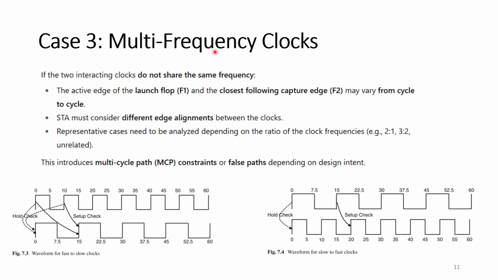Next, coming to multi-frequency. Multi-frequency is where C1 operates on one frequency and C2 operates on another frequency. That is, it can be slow to fast or fast to slow. You can see this example here. Suppose you take this as C1, it is the fast clock, and this as C2, it is the slow clock. Whereas here, C1 is slow and C2 is fast. Here you have a time period of 10 nanoseconds, here a time period of 15 nanoseconds. Similarly, here the time period is 15 and here the time period is 10. From 0 to 10 is nothing but a time period.